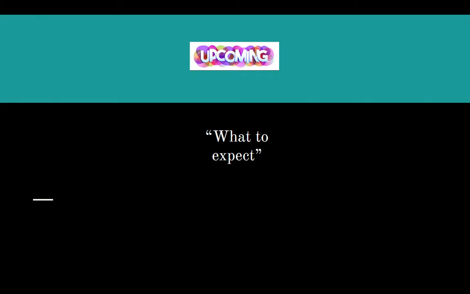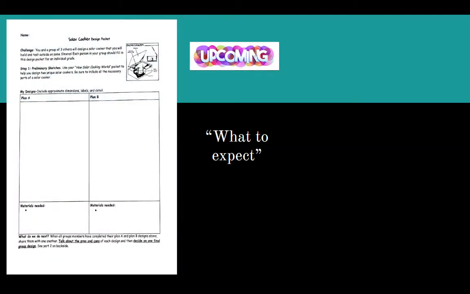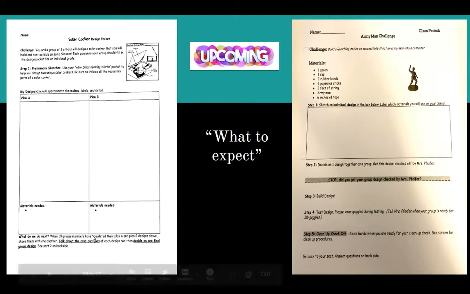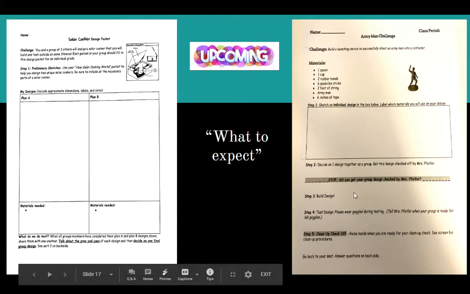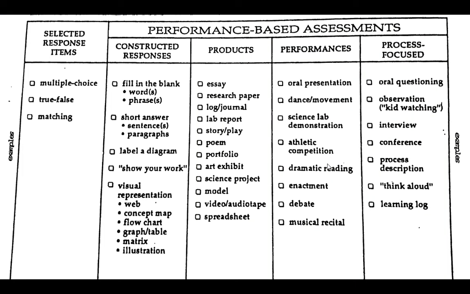So what to expect in upcoming. Next week's units, we will be focusing on a solar cooker, as well as an Army Man challenge. As you can see, have those conversations about plan A versus plan B. What materials do you need? Let's sketch it out, build it. Did you test it? How did you test it? So let's make sure we're moving forward in the right direction of slowing down.